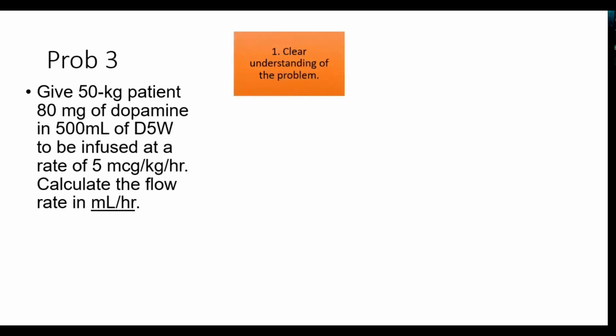Following our considerations, number 1, understand the problem. There are certain drug calculation problems that require you to use a combination of formulas. For example, here, we know that there is a given body weight of the patient, 50 kilograms, and the dosage that we need to administer to this patient depends on its body weight. Another trick in this problem is we are given dosage per hour, and we need to determine how many ml per hour we should administer to this patient.